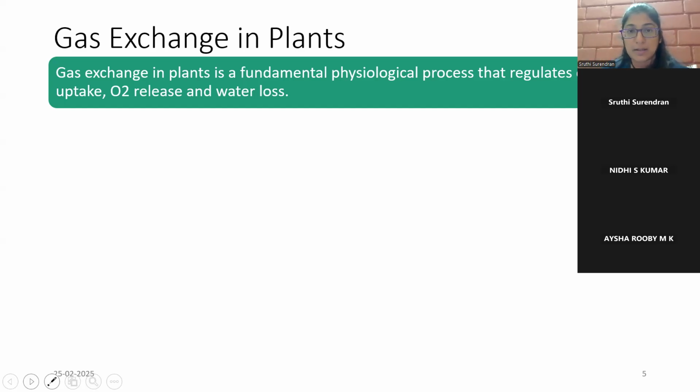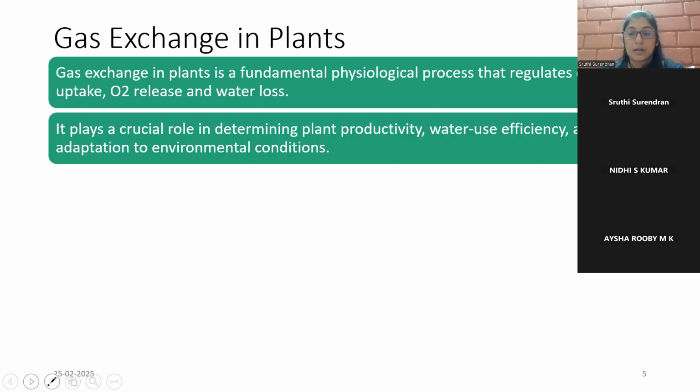During this process, there is an exchange of carbon dioxide between the atmosphere and the inside of the leaf. There is an exchange of water in the form of water vapor between the leaf and the atmosphere. And at the same time, there is an exchange of oxygen also. As a result of photosynthesis, oxygen is released back into the atmosphere. So three types of gas exchange are happening with the help of these pores called stomata.